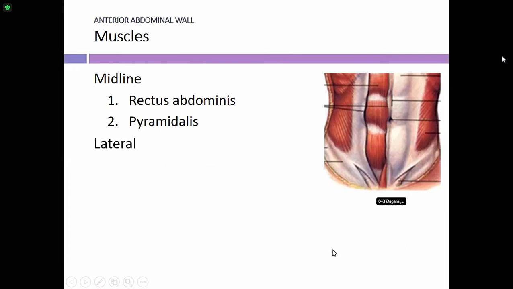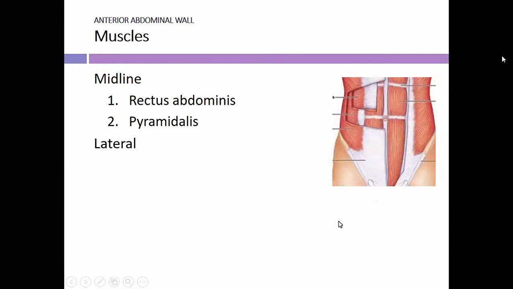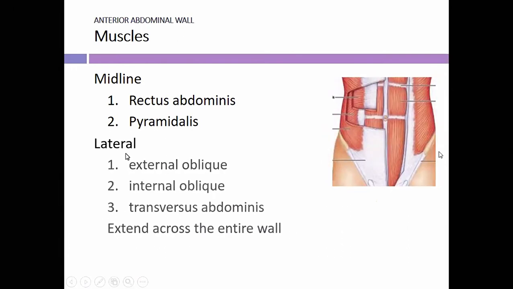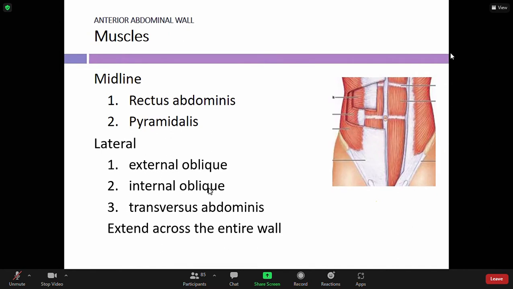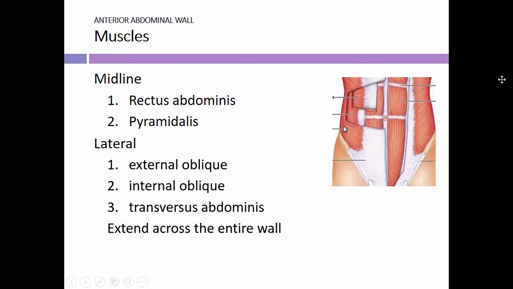And then this is also the lateral muscles composed of the external oblique, the internal oblique, and the transversus abdominis muscle. And they extend across the entire wall of the abdomen.